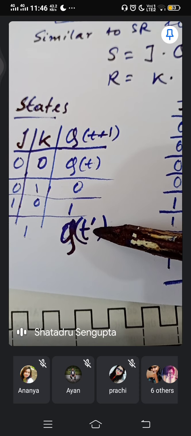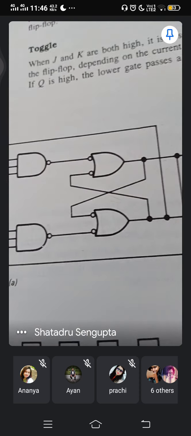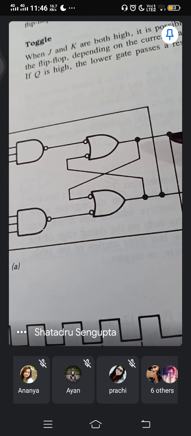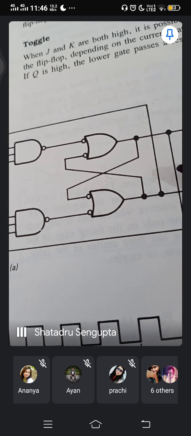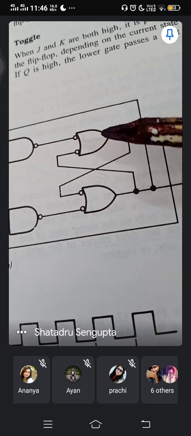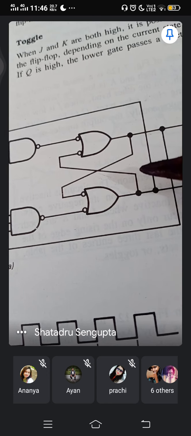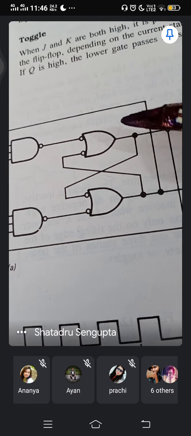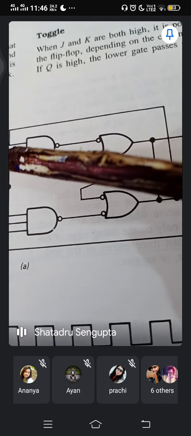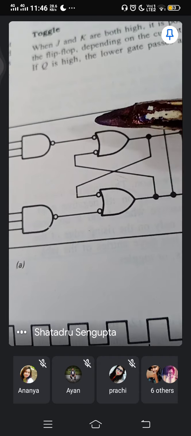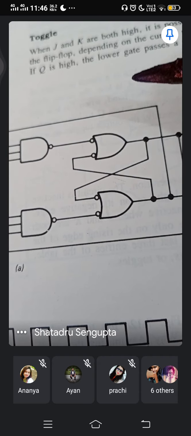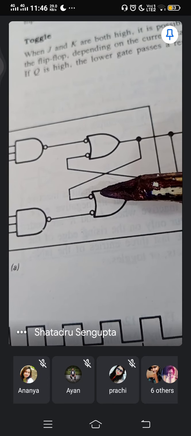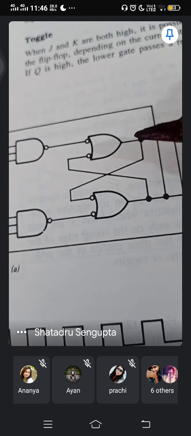This is happening because of the ANDing with the outputs of the two. You can see that up to here, if you just ignore the 3 input AND gates, this looks exactly like the SR.